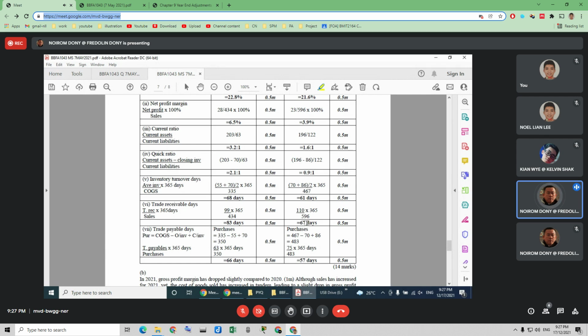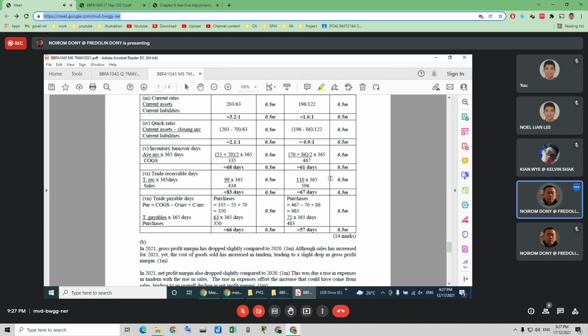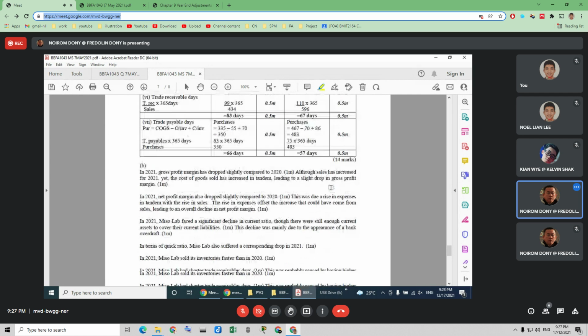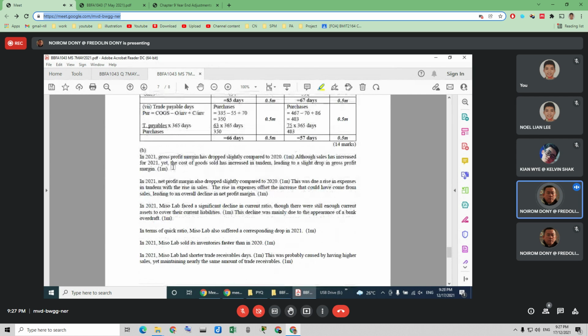And then the last one, the trade payable. 57 days and 66 days. So improving, a shorter time period. So that's all, that's how you do the comment. So the comment, don't leave it blank. You have to do the comment accordingly. Follow the guideline that we have in the notes.